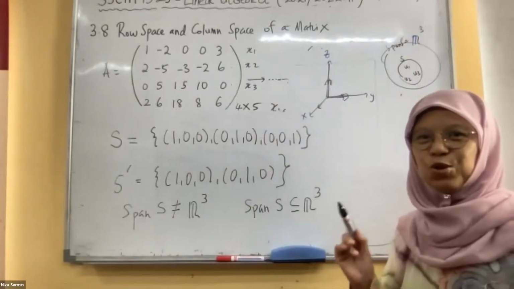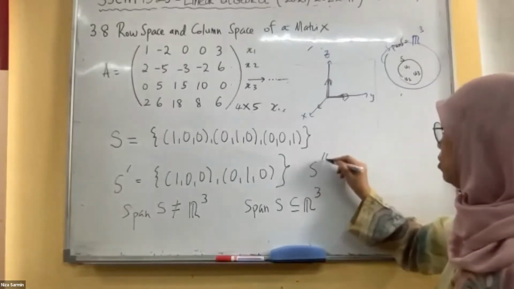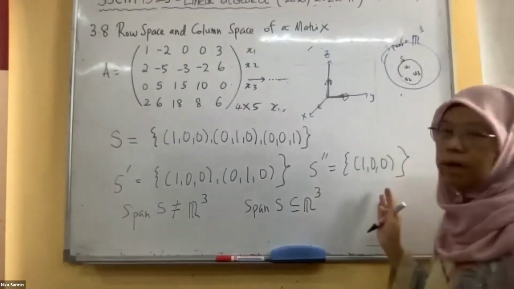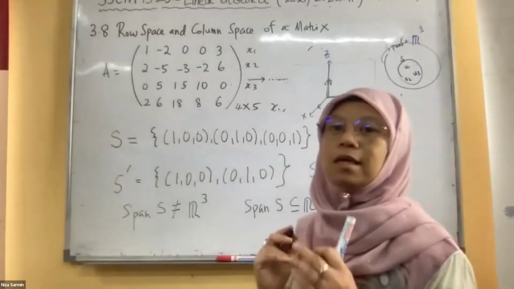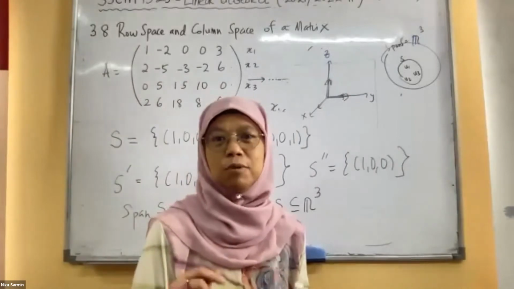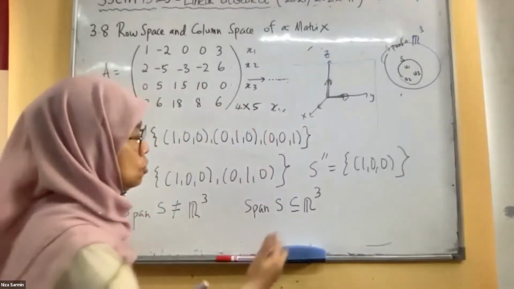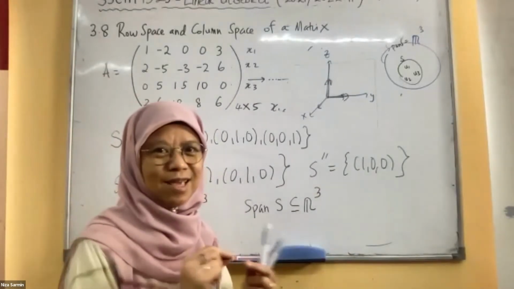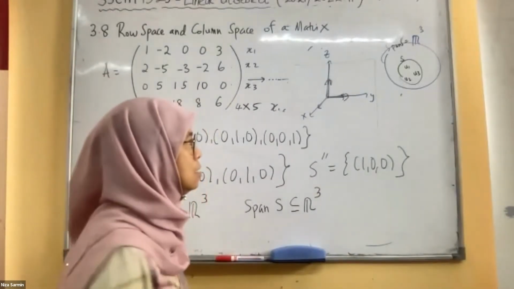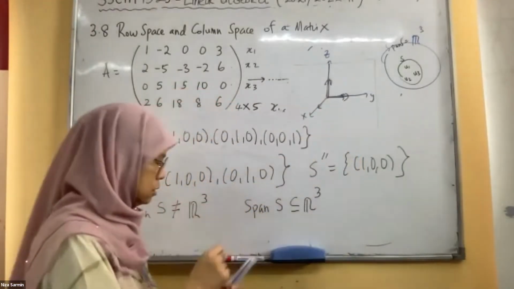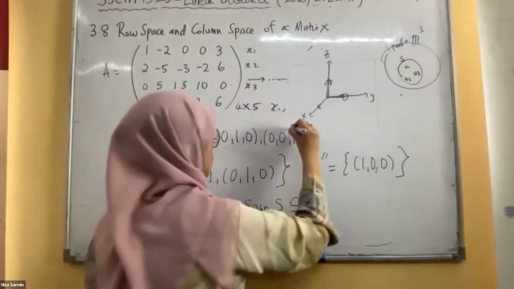Now, what if there is only 1? Suppose we have only 1. It might be linearly independent, but it does not span the whole of R3 because it's not enough. So this only spans one line, right? X, 0, 0, that is one line. X, 0, 0 is just this line. Okay, just that line. This is a span.